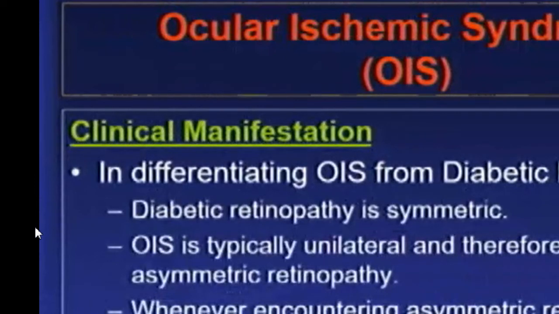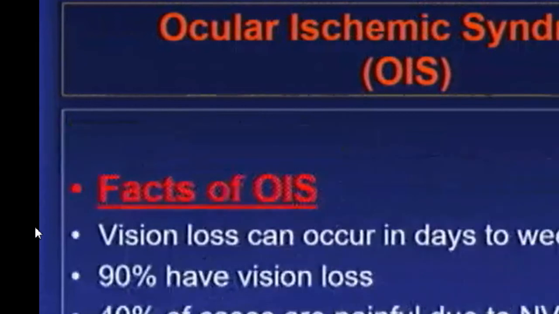In differentiating as well, diabetic retinopathy is symmetrical. Ocular ischemic syndrome is typically unilateral and therefore gives asymmetric retinopathy. Whenever encountering asymmetric retinopathy, think about vein occlusion and ocular ischemic syndrome. Because of time, I have to move faster.